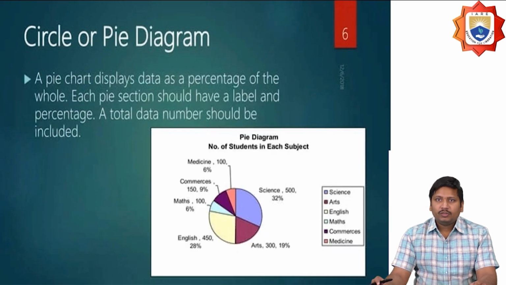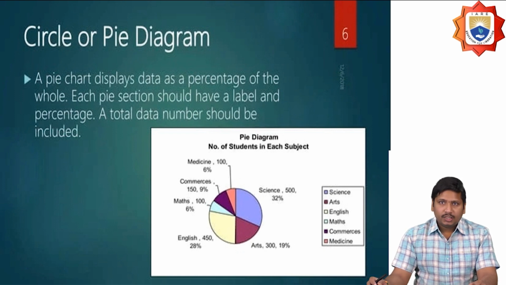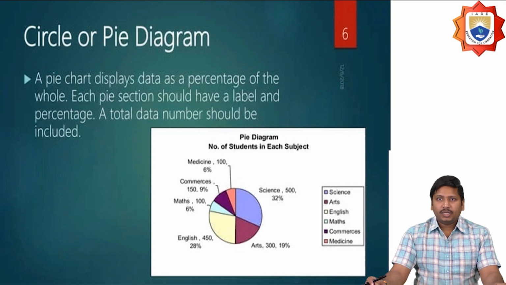So let's see one by one. First, the circular pie diagram. The pie chart displays the data in the form of percentages as a whole, and each pie section should have a label and percentage, and a total number should be included here.